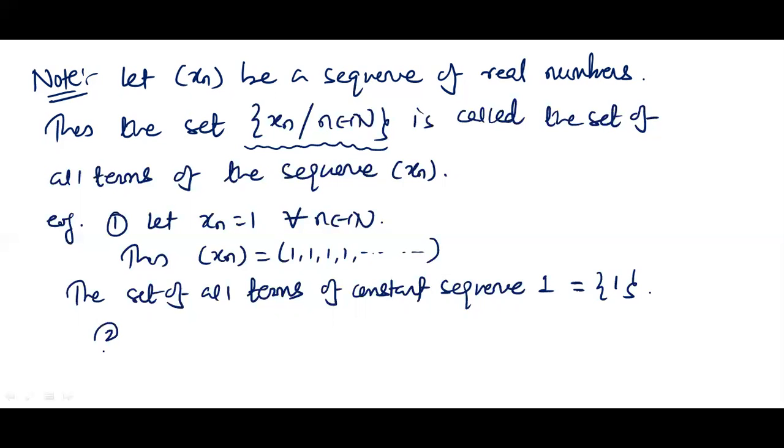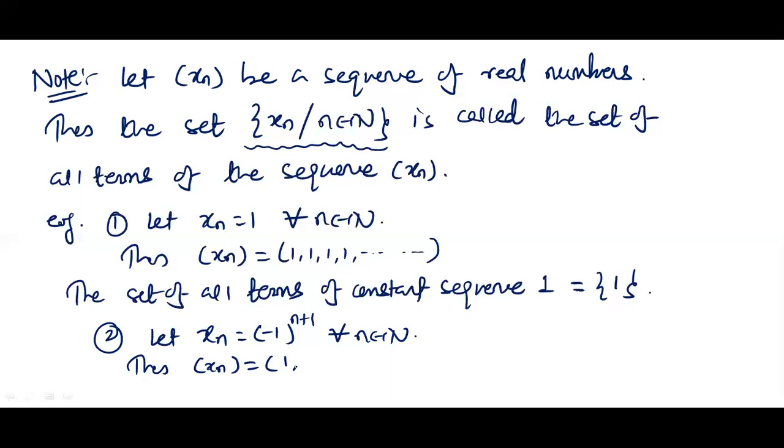Let's see another example. Let xn is equal to -1 raised to n plus 1 for all n belongs to N. Then the sequence xn is a sequence whose first term is 1, second is -1, third term is 1, fourth term is -1, fifth term is 1, sixth term is -1, and so on.